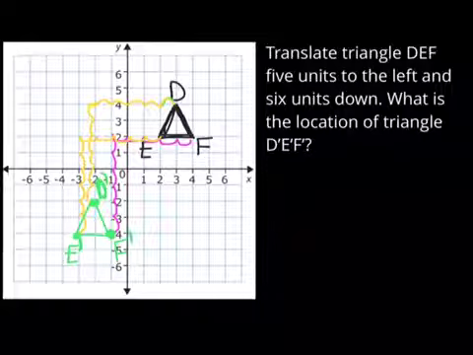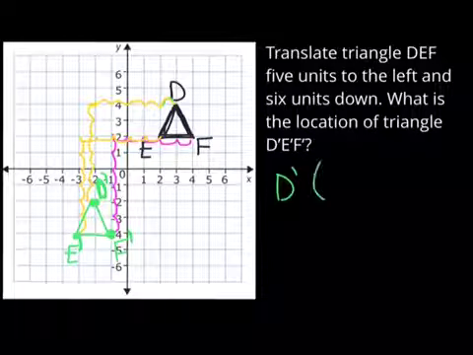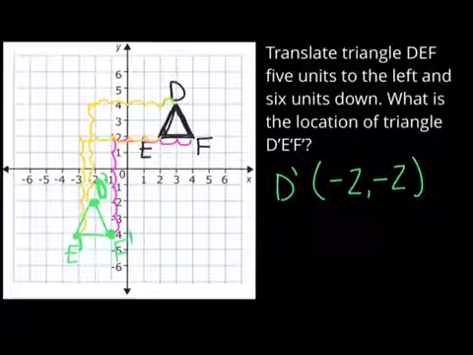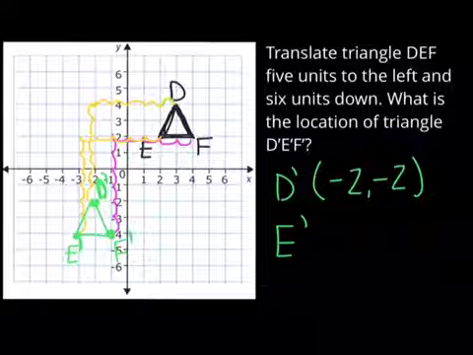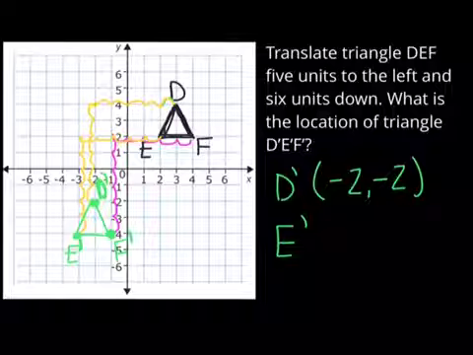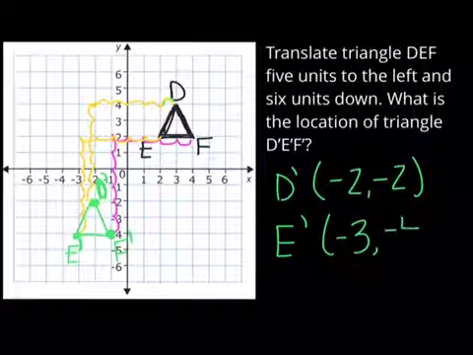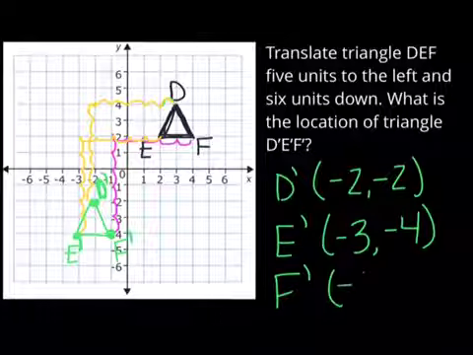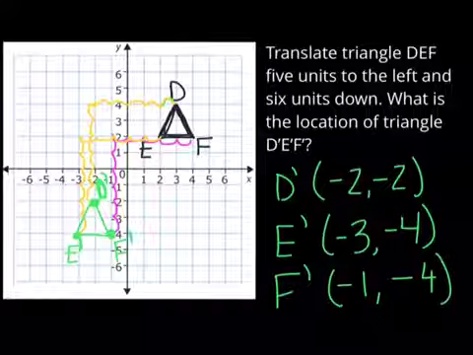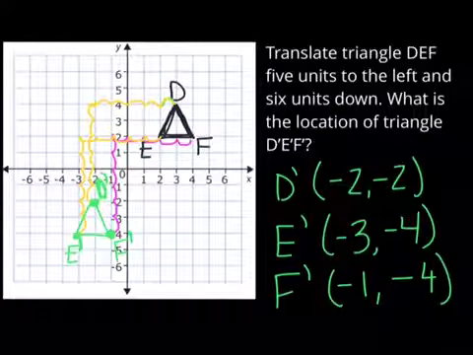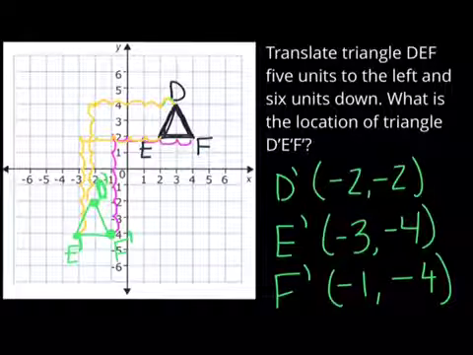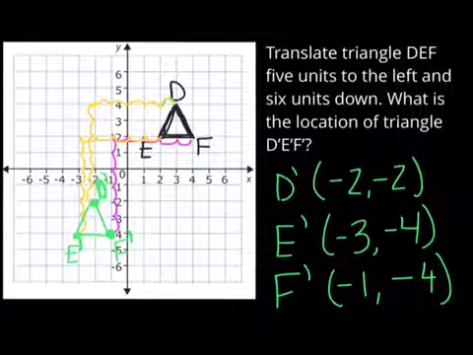So when I say what's the new location, I am looking for D prime is at -2, -2. E prime is at -3, -4. And I need that my F prime is at -1, -4. Okay? So, again, I'm not going to be able to look at your problems and say, oh, it's right there. Because I'm not going to look at all those pictures. You're actually going to have to give me the ordered pairs on the assignment for this.